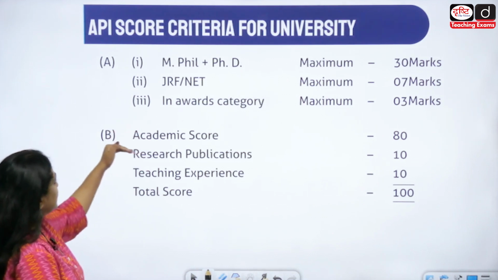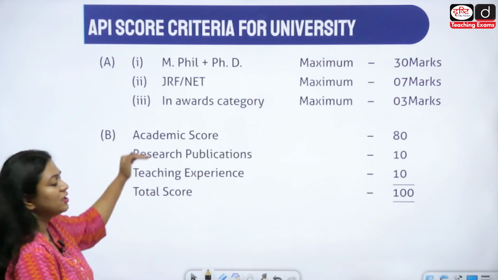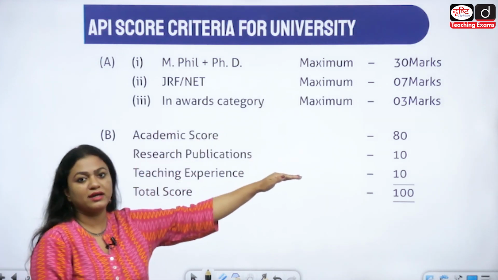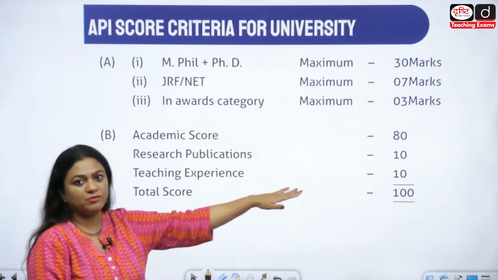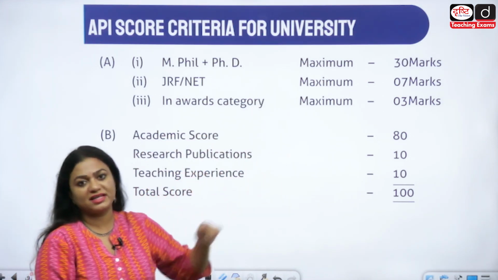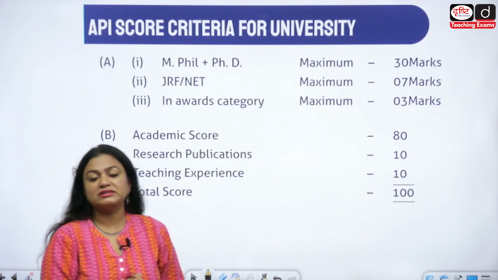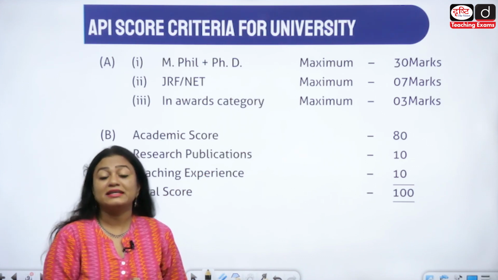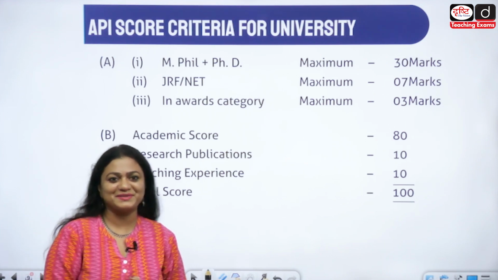Now, the second criteria, how the marks have been distributed. Academic score, maximum you can get is up to 80 marks. Research publication 10 marks. Your teaching experience 10 marks, and in total 100 marks. So this is the API criteria for university. Next, we will be checking the API score criteria for colleges.